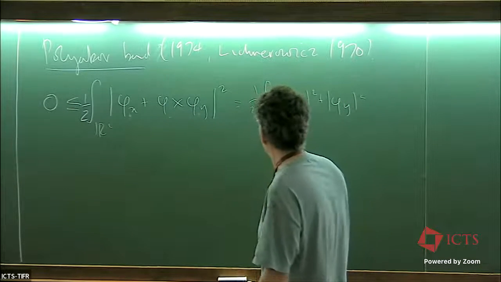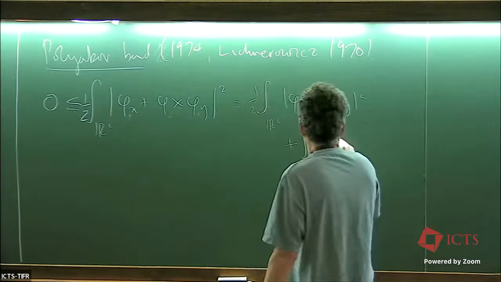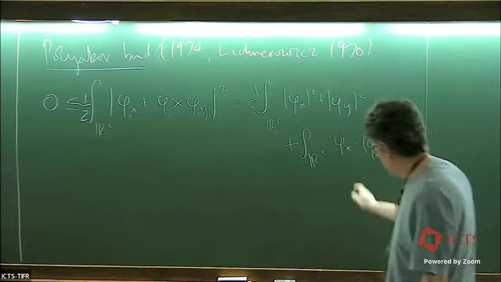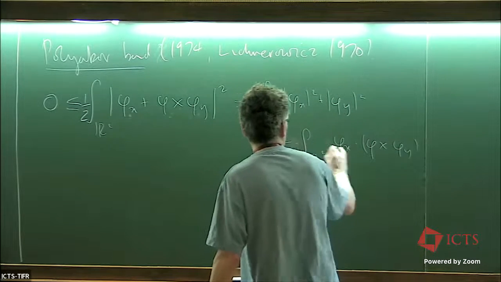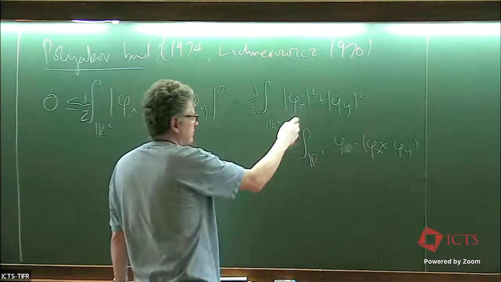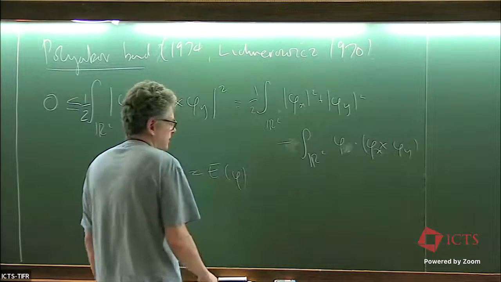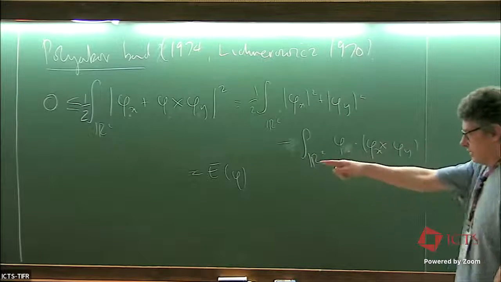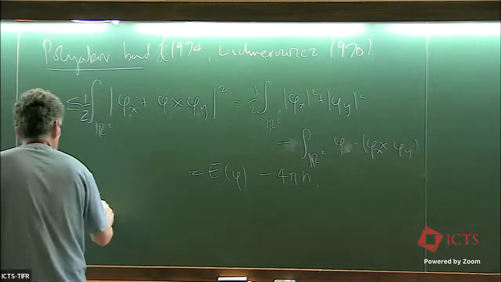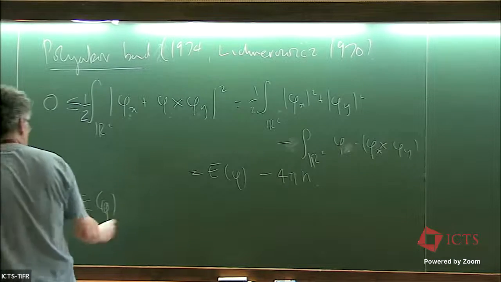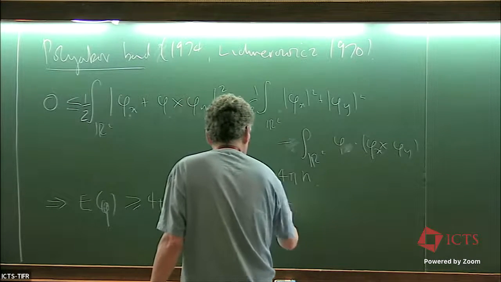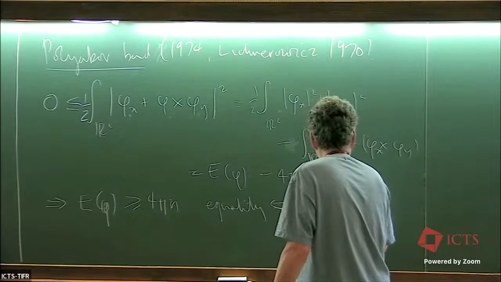But then, of course, there's a cross term, which is phi x dot phi cross phi y, which, if I use the permutation symmetry of this vector triple product, is the same as minus phi dot phi x cross phi y. I note that this is just the energy of a static configuration. So this is the energy of my static field phi, and this is precisely minus 4 pi times the degree of the field. So I deduce that the energy of a static configuration of degree n is at least 4 pi n, with equality if and only if phi x is equal to minus phi cross phi y.